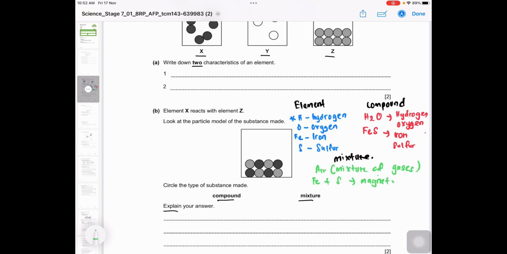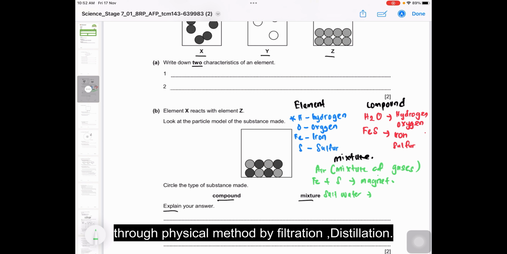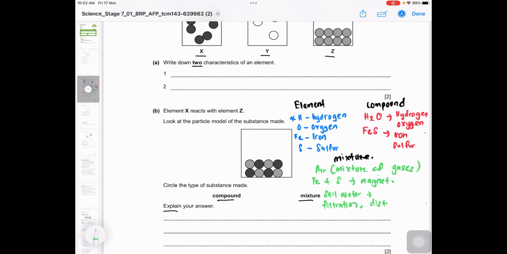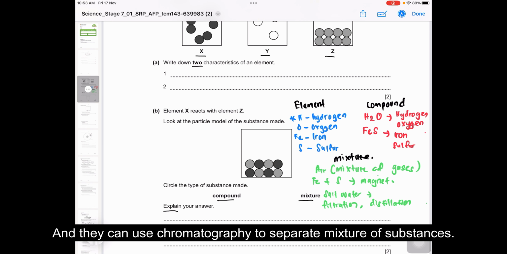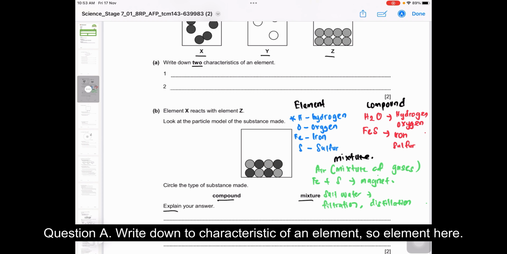Salt water contains salt and water, which can be separated into their individual components through physical methods like filtration, distillation, and we can use chromatography to separate a mixture of substances. Okay, now we will move into this question.